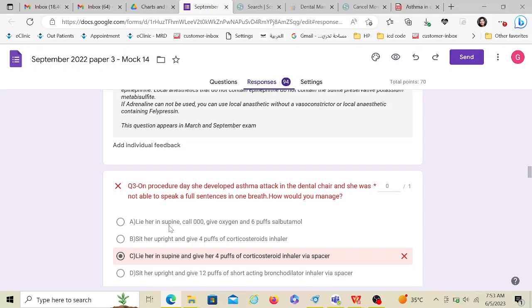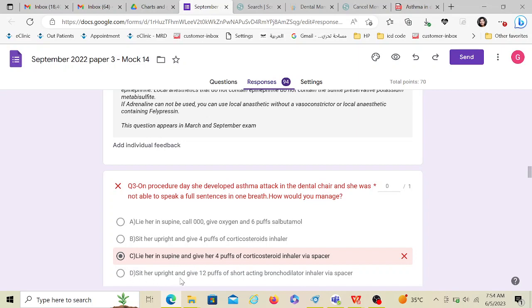Lie her supine. The moment you read this, just forget reading the other part of the same option, because you should never lie the patient supine. Set her upright. Okay. Give 4 puffs of corticosteroid inhaler. Sounds good. Lie her supine. Again, I'm going to mark this wrong.